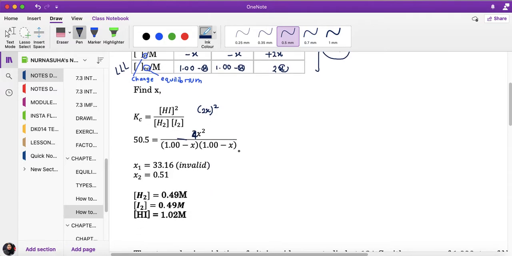Press the calculator. This one needs solving a quadratic. Miss will not show the quadratic. You have learned it in mathematics, right? So solve the quadratic. So what you will get is the X value. Okay. So this one you will get 33.16. Another one is 0.51.